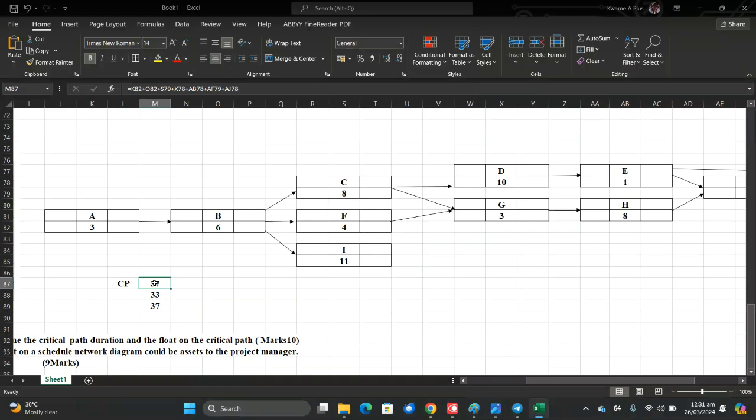So the critical paths are two. Okay, the two of them. But let's do the float before we can tell which one we are picking. Okay, so let's go. Let's do the forward pass. All right, forward pass.